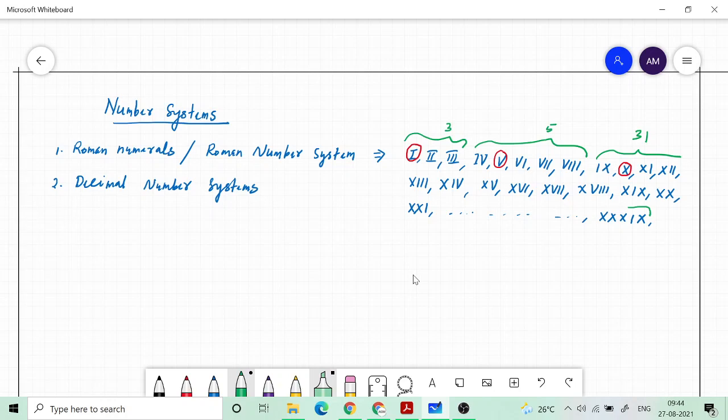Okay, so after this 31 symbol, we have exhausted all the possibilities which are possible with the 3 different symbols. Now we need to introduce the 4th symbol. So what is the 4th symbol? Probably you must know that it is L, and you can put this X before it, okay. So you cannot put V before it, that is not allowed.